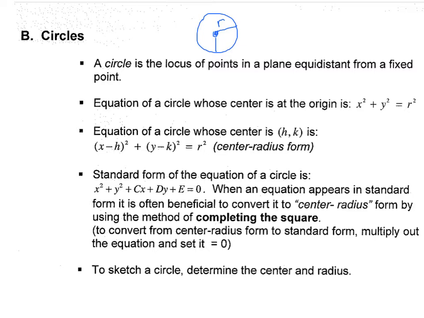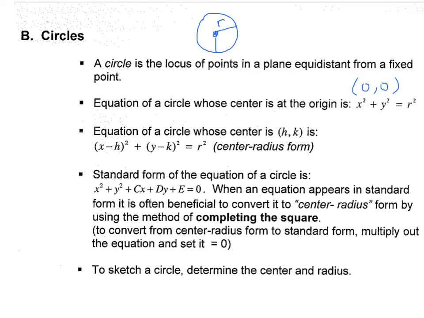Equations of a circle whose center is the origin is x squared plus y squared equals r squared, r representing your radius. And when there are no numbers attached to x and y with either addition or subtraction signs, your center then is the origin, which means your center is 0, 0.